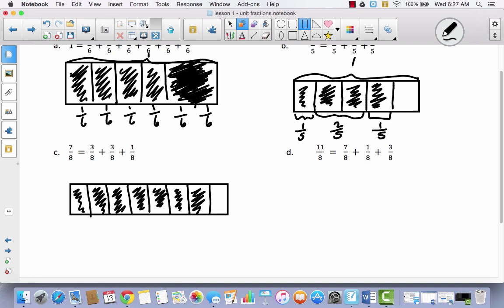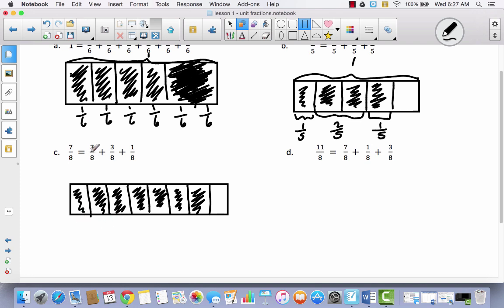So when you're shading these, don't worry about getting a crayon or anything like that. Just use your pencil and just lightly shade them. Don't spend 5 or 10 minutes shading, or you're going to look up and your whole class period is going to be gone and you only did like 2 or 3 fractions. Just lightly shade them and move on.